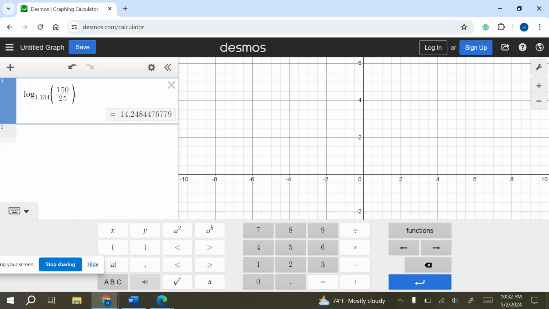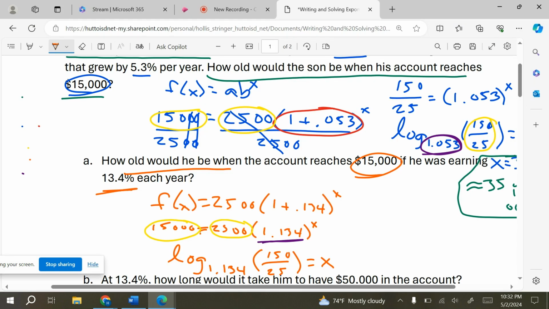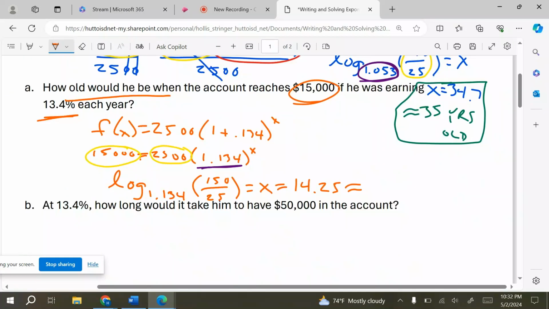14.25. So I'm going to bounce back over, and in this case, x equals 14.25. So we could say approximately 14 years old. Boom.